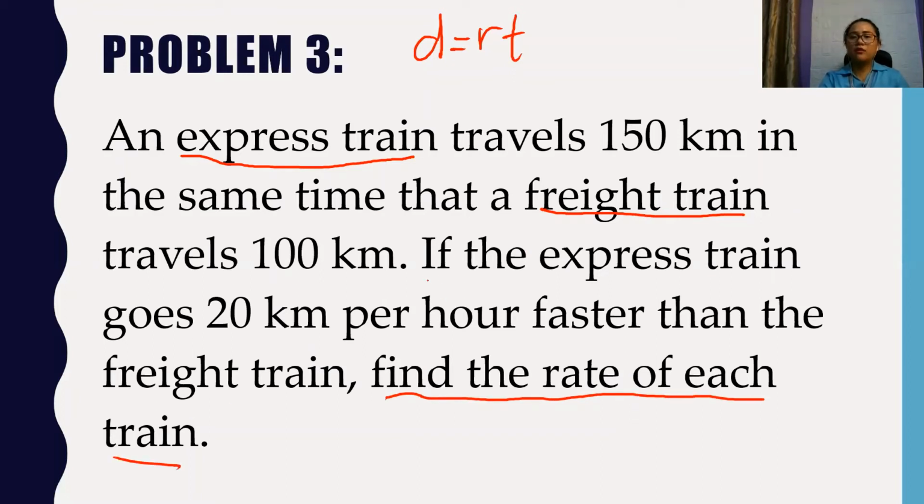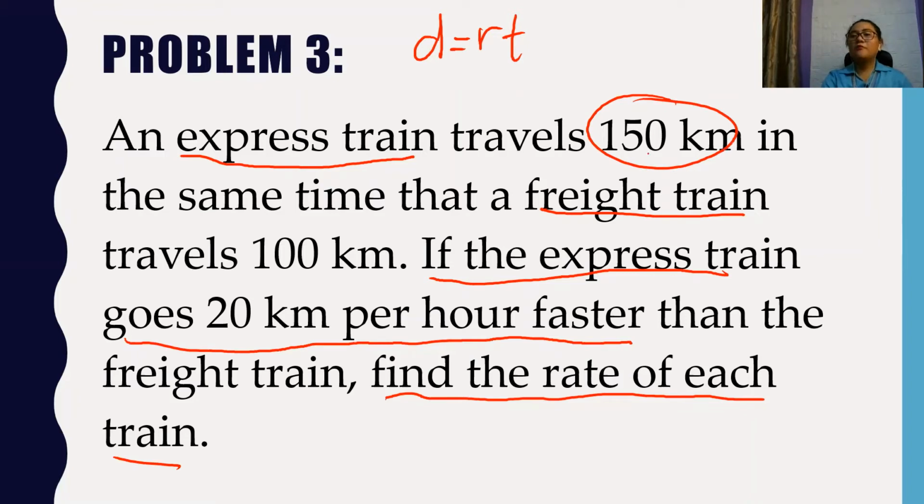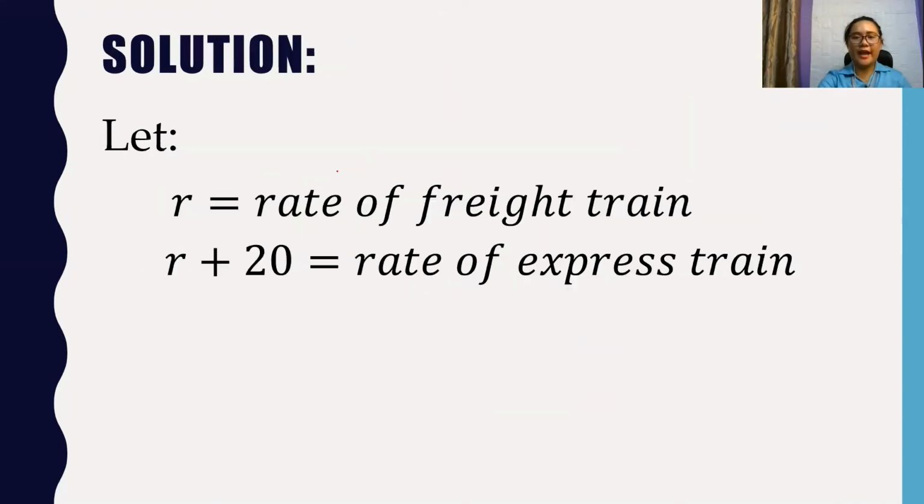Pero ang sinabi niya dito, if the express train goes 20 km/h faster than the freight train, so kukunin na natin yung rate ng bawat isa na train. So una, may facts or may given na tayo dito na yung distance ng express train is 150 km. Tapos, yung freight train naman is 100 kilometers. Pag sinabi nating same time, so equal pala yung time nila. Okay, so what are we going to do about that? We will create a table for that.